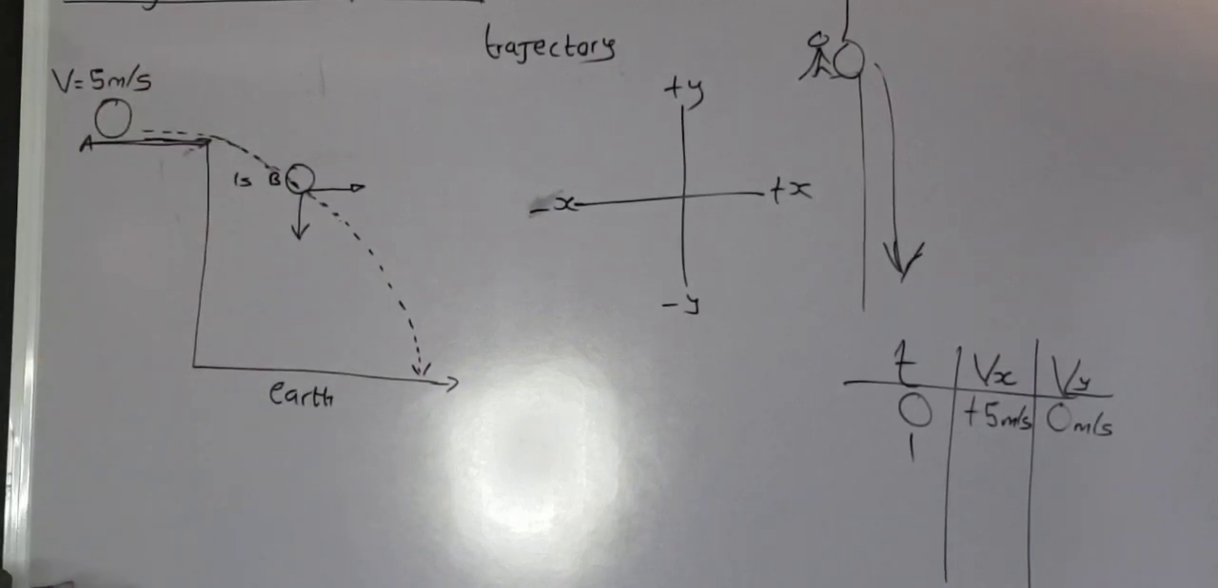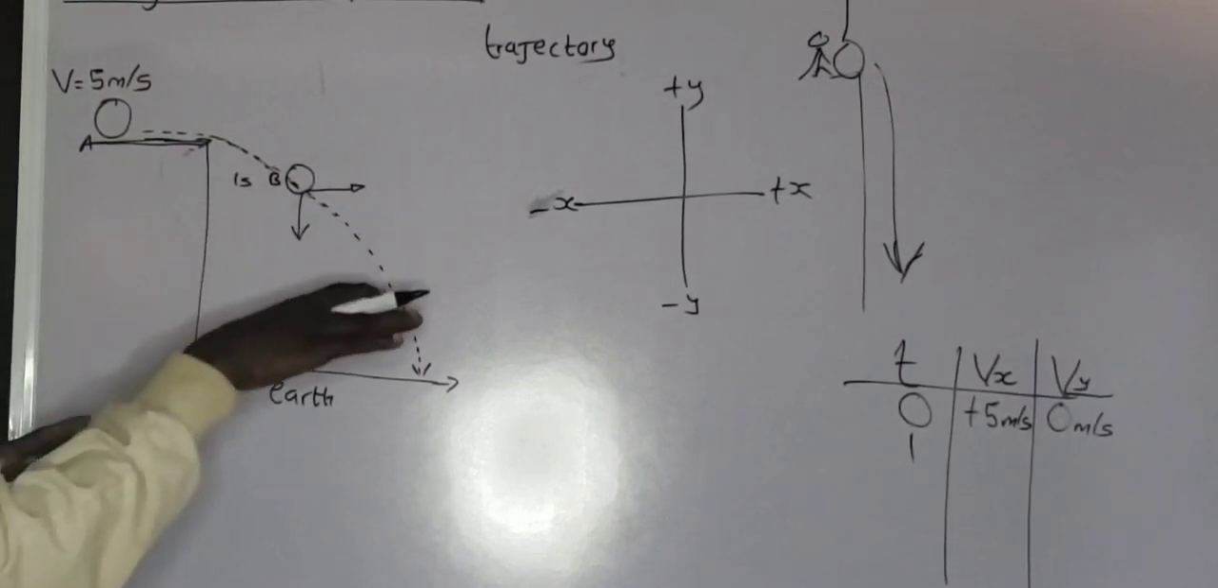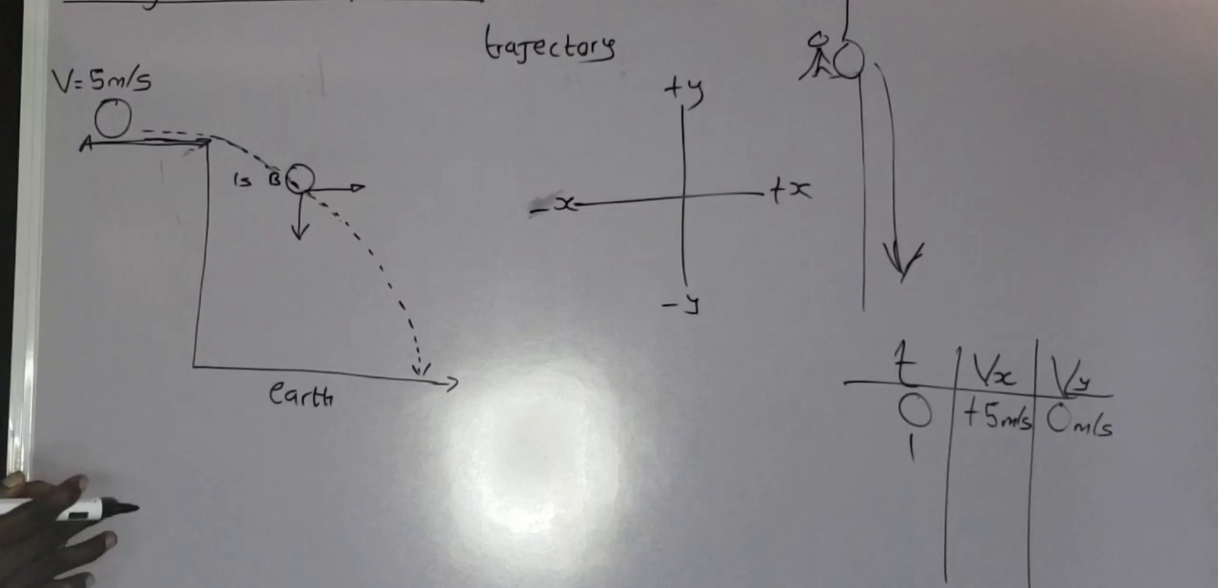The velocity along the horizontal axis will still be constant. It will still remain plus 5 meters per second, because the ball is not acted upon horizontally. The gravitational acceleration only affects the vertical movement of the ball.